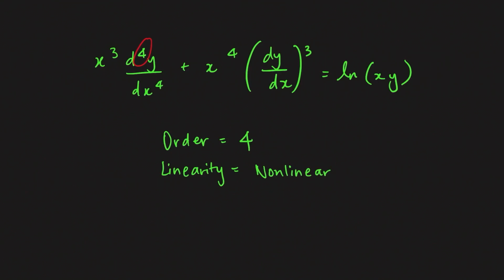And as I said before, an equation is linear if all the powers of y and its derivatives is 1. But as you can see here, we have 3, we have 4, and therefore we cannot say that this is linear. One thing as well, you can see here there's ln of x times y, and that is considered as a nonlinear function. If your equation has a nonlinear function like this, it is not considered linear.